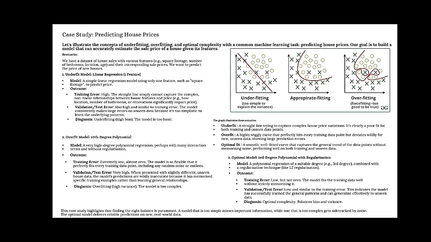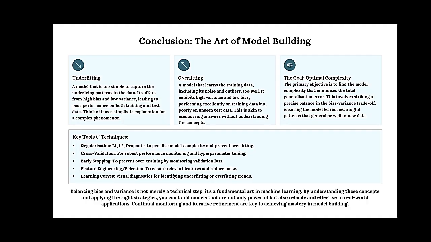Then the conclusion. Let's summarize the key takeaways. We have defined underfitting as a model that is too simple, suffering from high bias and performing poorly on all data. Think of it as a simplistic explanation for a complex problem. We have defined overfitting as a model that learns the training data, including its noise, too well. It has high variance, leading to excellent performance on training data but poor performance on unseen data. This is like memorizing answers without understanding the concept.